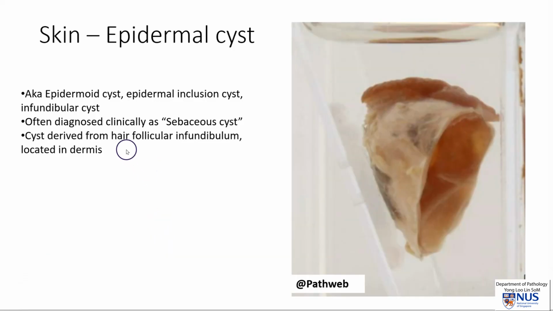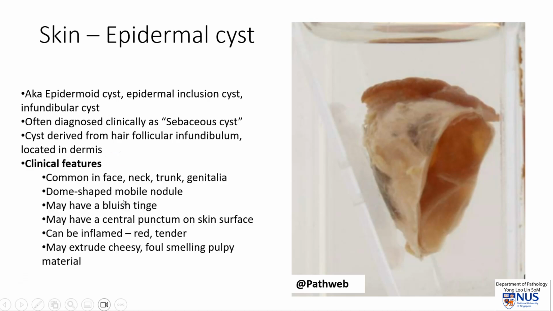Epidermal cyst is also called epidermoid cyst, epidermal inclusion cyst, and infundibular cyst. Usually it is clinically diagnosed as a sebaceous cyst, which is actually a misnomer because there are no sebaceous glands within the cyst wall microscopically. This cyst is derived from the hair follicular infundibulum, which is the most superficial part of the hair follicle, and it is usually located in the dermis.